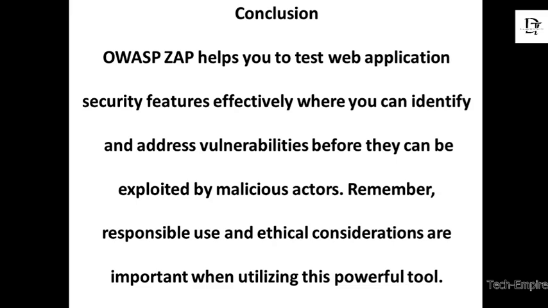Now, in conclusion, this is what ZAP does for us. ZAP helps us to test web application security effectively, where we can identify and address vulnerabilities before they can be exploited, or even if you are the one exploiting it yourself illegally. ZAP is one of the tools you can use to find vulnerabilities on any web application. You should remember that responsible use of ZAP and ethical conduct are important when using these powerful tools. So just take note of that.